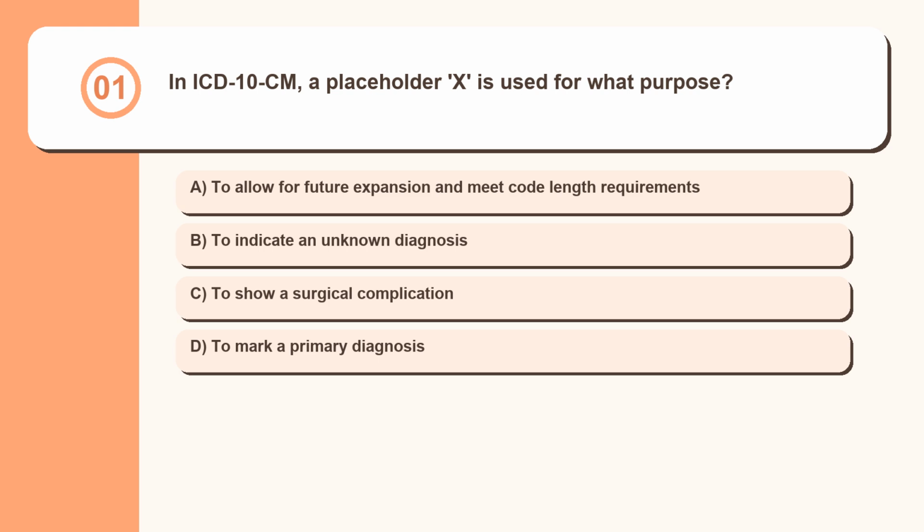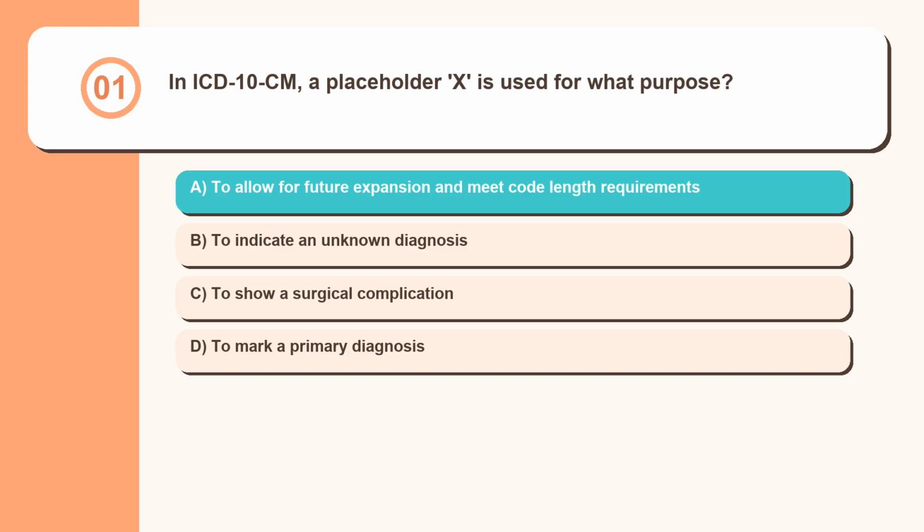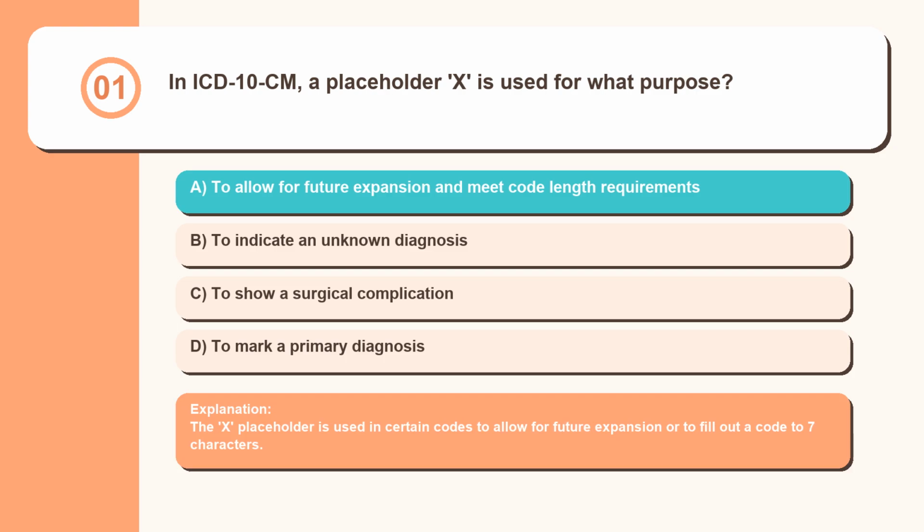To allow for future expansion and meet code length requirements. To indicate an unknown diagnosis. To show a surgical complication. To mark a primary diagnosis. The X placeholder is used in certain codes to allow for future expansion or to fill out a code to 7 characters.